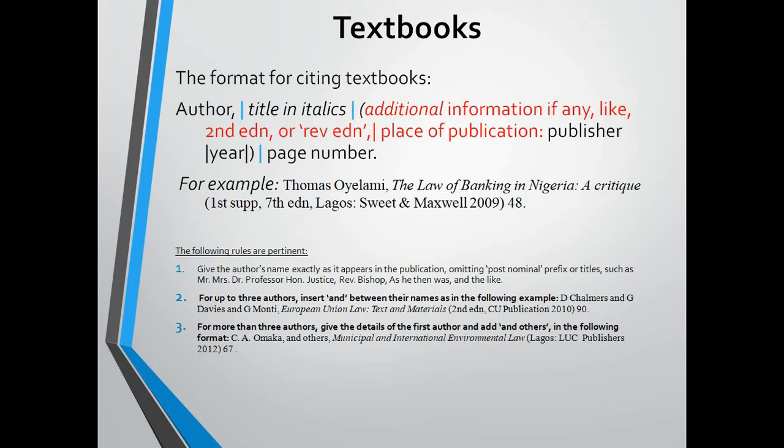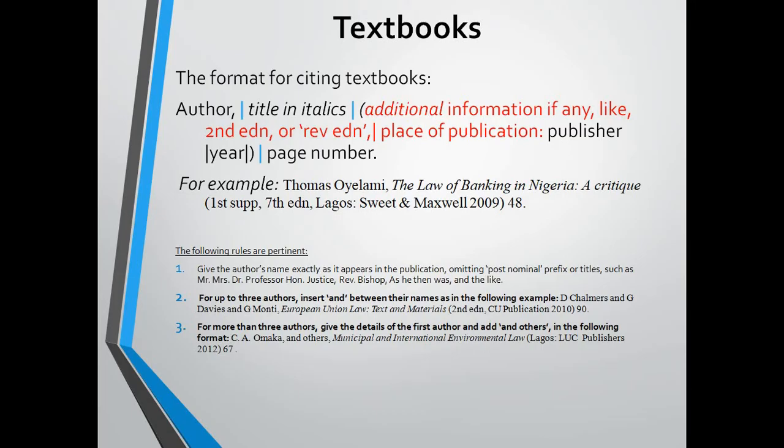Now, this additional information is not compulsory. So when you look at a text and you do not find any of this additional information, that is, you don't see any edition, like whether it's second edition or revised edition, and you do not see the place of publication, it can be forgone. But the name of the publisher and the year in which that textbook was published are very important. So you must include them in the round brackets. You also add the page number. So we have author, title in italics, additional information, publisher, year, and then the page number.